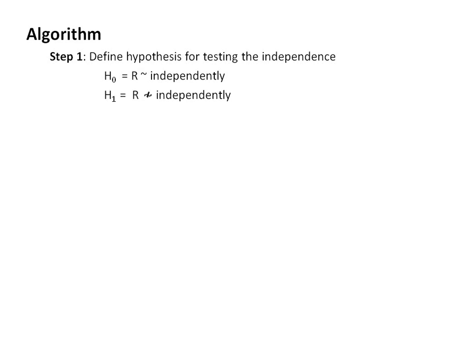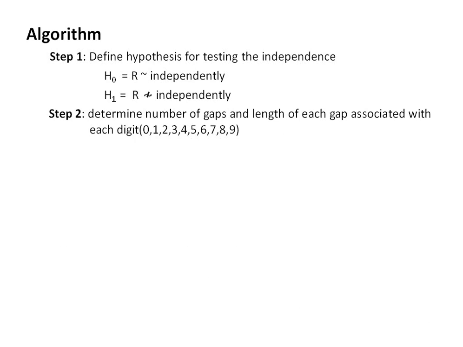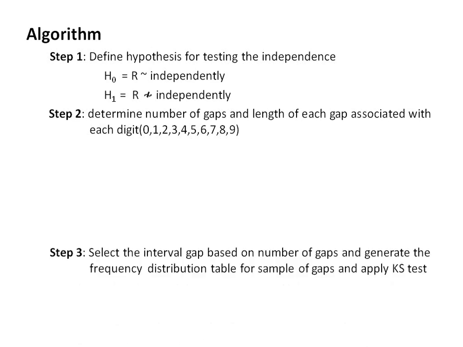The first step, determine hypothesis for testing independence. Here two hypotheses, H0 and H1. If H0 is true, the numbers are independent, and H1 is true, numbers are not independent. Step 2, determine number of gaps and length of each gap associated with each digit, that is 0 to 9.